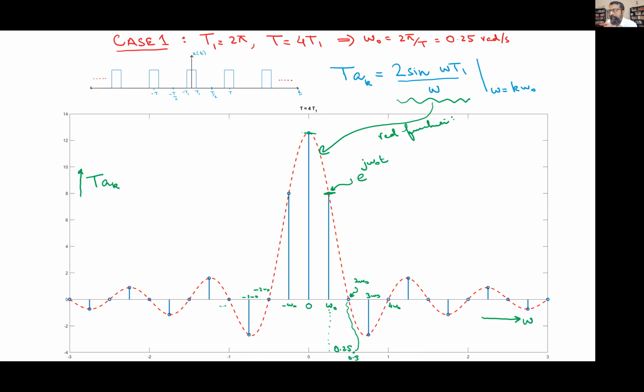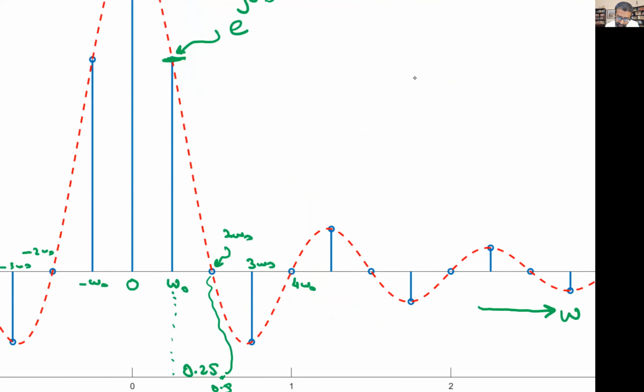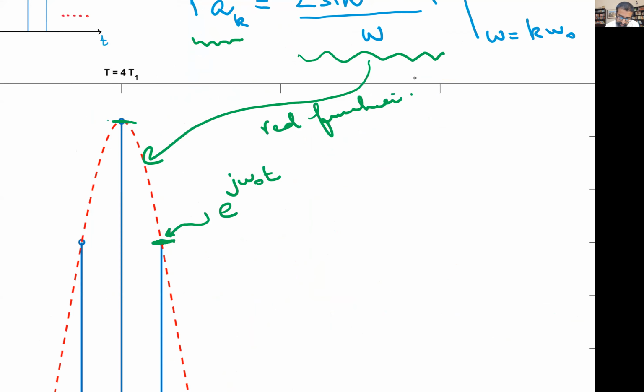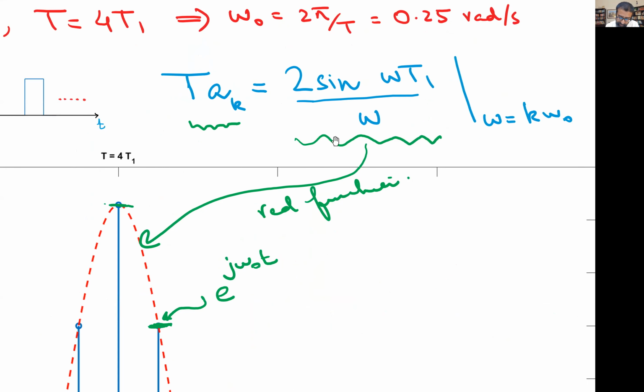Okay, that's an excellent observation, but there's a slight bit of misunderstanding here. The reason why we multiplied with T and plot this as a function of T times AK is so that the height becomes independent of capital T. Ibrahim, unmute, let's clarify this a little. So T times AK, remember, is equal to this value here.